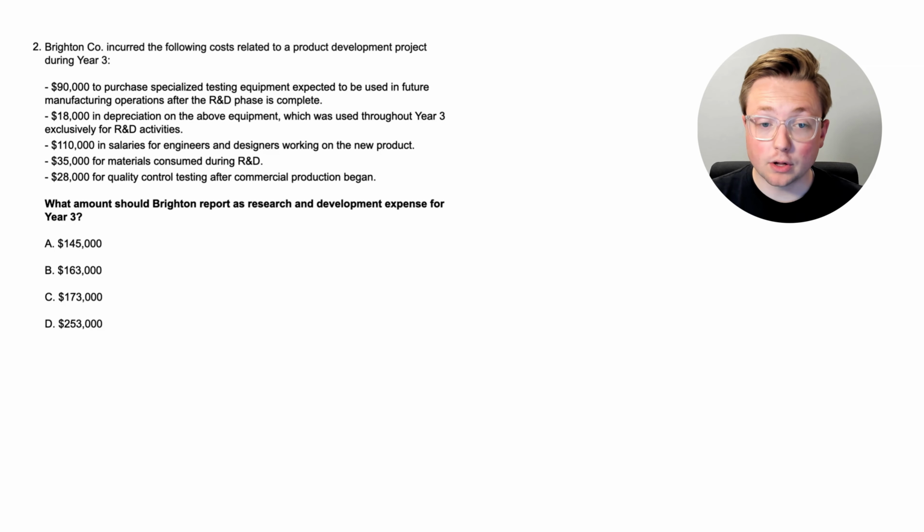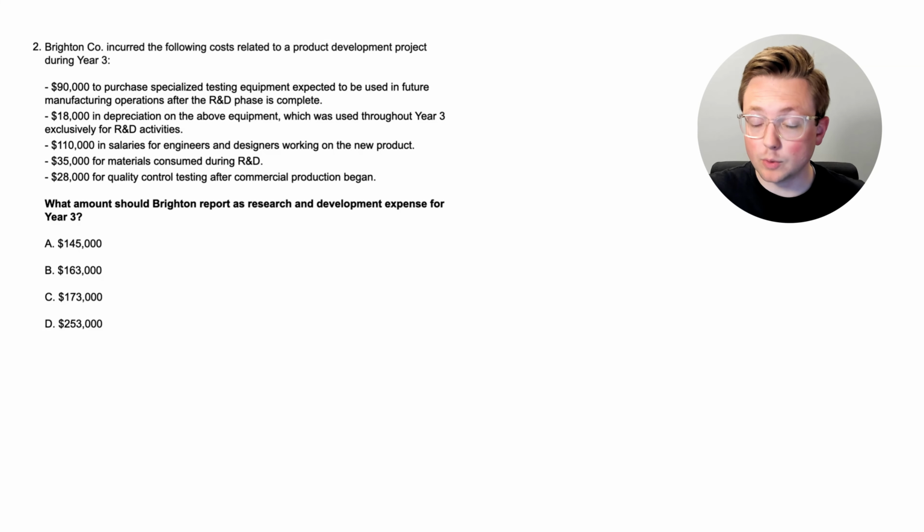The next is $18,000 in depreciation on the above equipment, so on the equipment we just talked about, which was used throughout year 3 exclusively for R&D activities. $110,000 in salaries for engineers and designers working on the new product. $35,000 for materials consumed during R&D, and then $28,000 for quality control testing after commercial production began. So again, what is going to be counted as research and development expense?